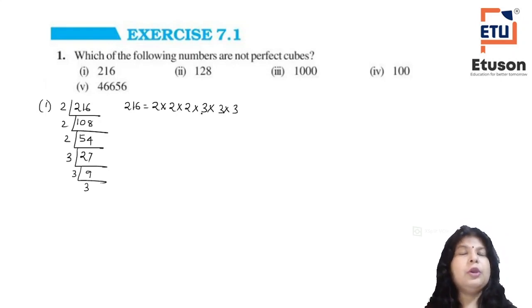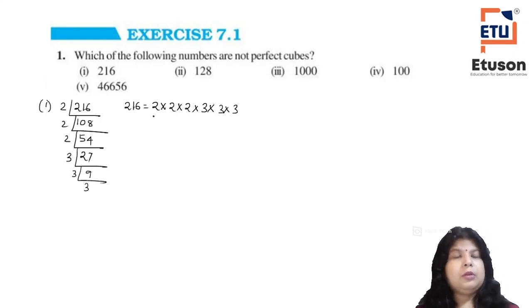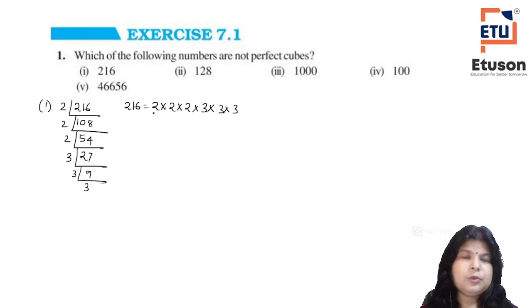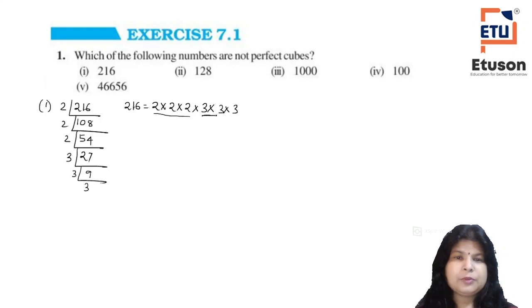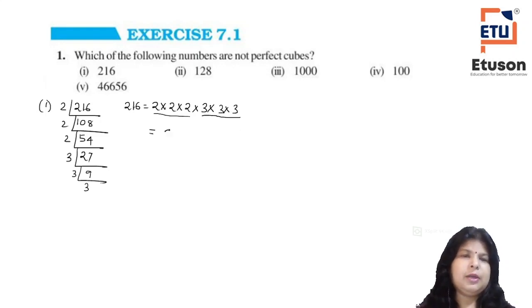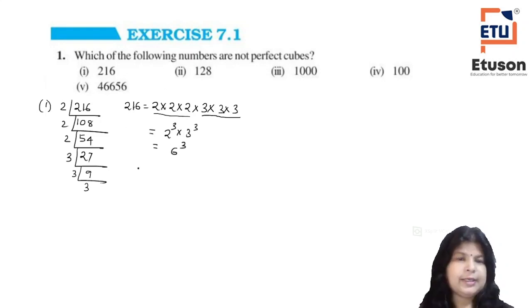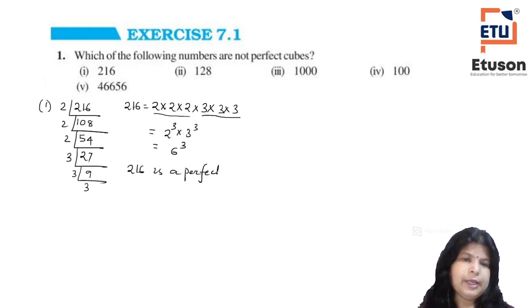Now what you have to do? You have to form a set of 3. So you check for 2. How many 2's you have? You have 3 2's, so you could form one set. How many 3's you have? You have 3 3's, so you could form the set of 3 for the factor 3 also. So 216 is equal to 2 cube into 3 cube, that is 6 cube. So 216 is a perfect cube.